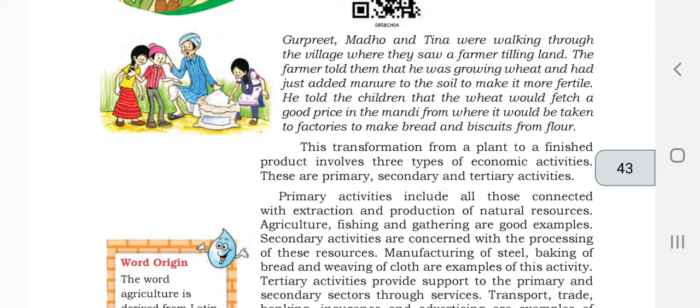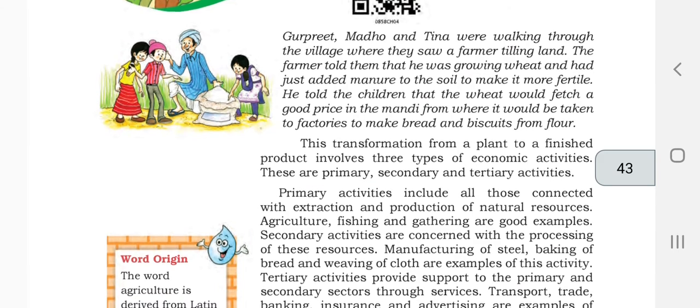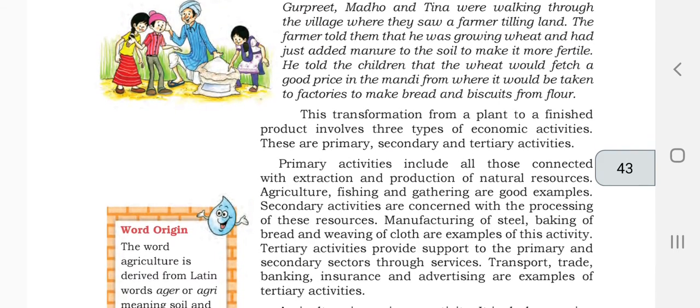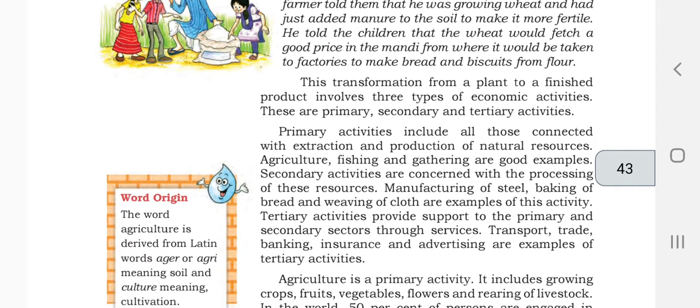First we need to plant or sow in the soil, then it will grow, then it will produce a lot of fruits and vegetables, then it will go to the market, and from there we will get the economic value, whatever price we get. So the transformation from plant to finished product involves three types of economic activities, from the beginning of the cultivation to the end.